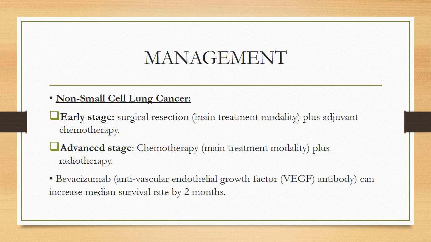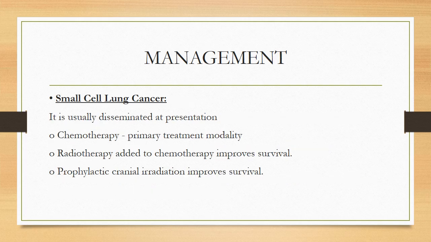So for the early stages of non-small cell lung cancer, we require surgical resection, which is the main modality, plus adjuvant chemotherapy. And for advanced stage, chemotherapy is the main modality plus radiotherapy. Bevacizumab, which is an anti-vascular endothelial growth factor antibody, can increase median survival by 2 months. So for small cell lung cancer, which is usually disseminated at presentation, chemotherapy is the primary treatment modality. Radiotherapy can be added to improve survival. Prophylactic cranial irradiation improves survival.